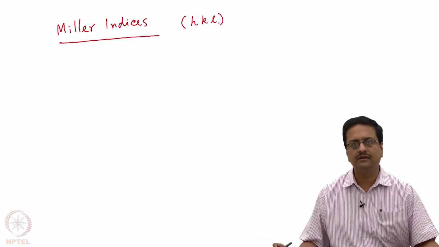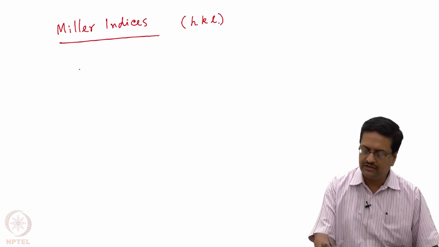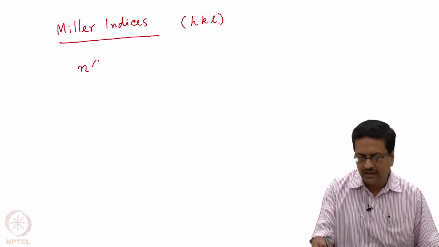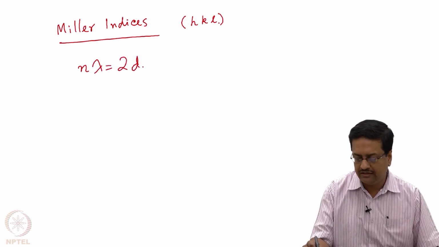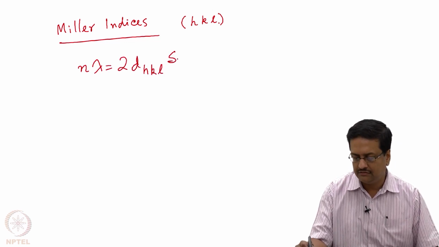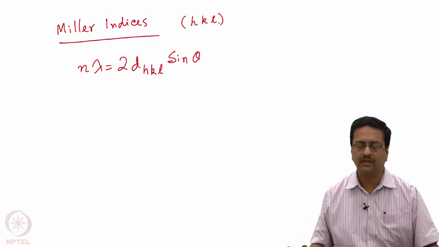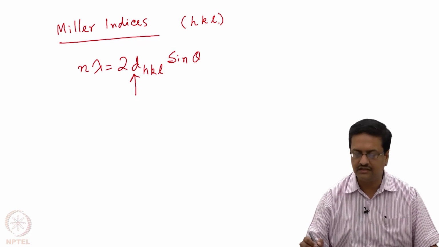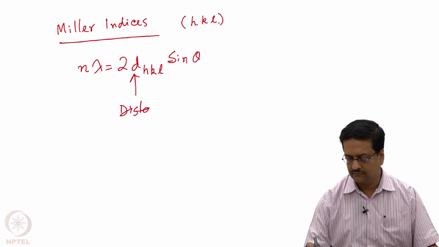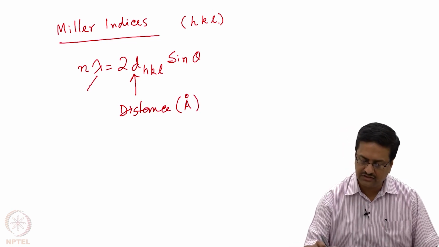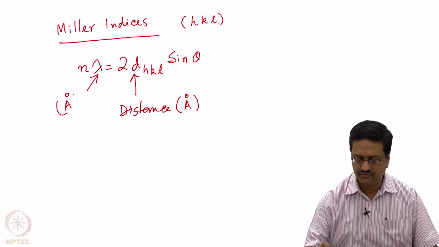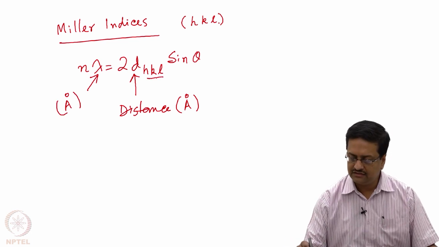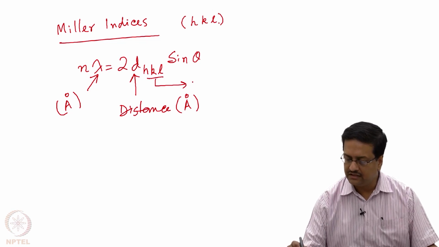So you might have seen and you may remember that Bragg's law states n lambda equals 2 d HKL sin theta. So here that d is the distance in angstrom unit, because we represent the lambda in angstrom unit, and the indices HKL indicate the planes. So it is the designation of planes.